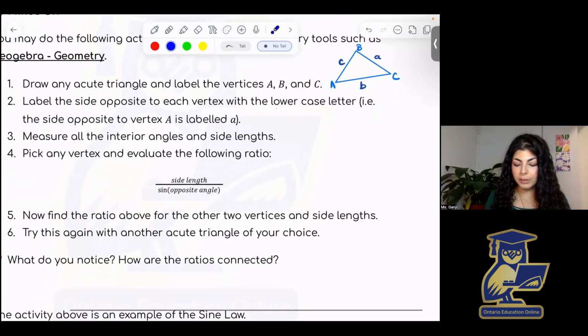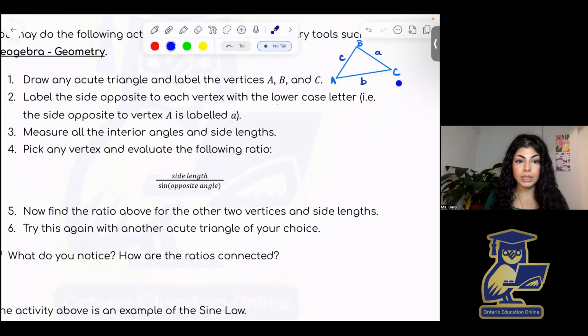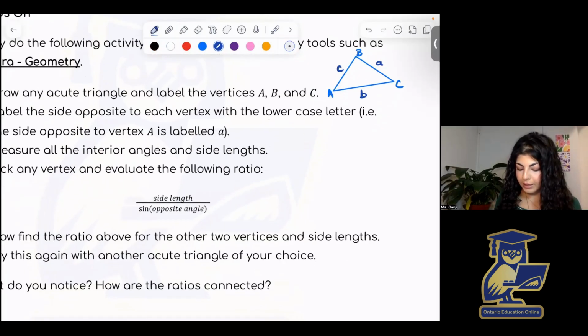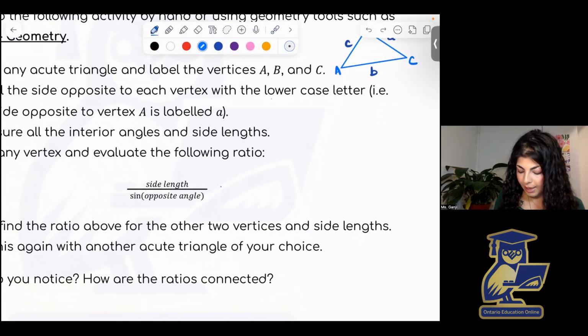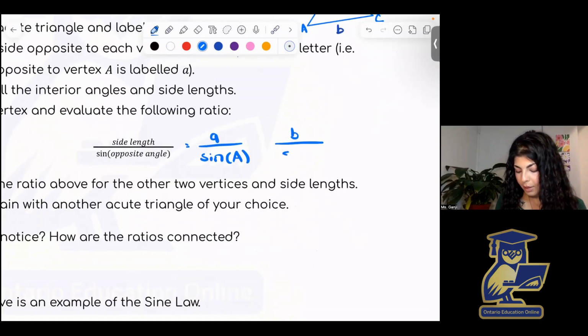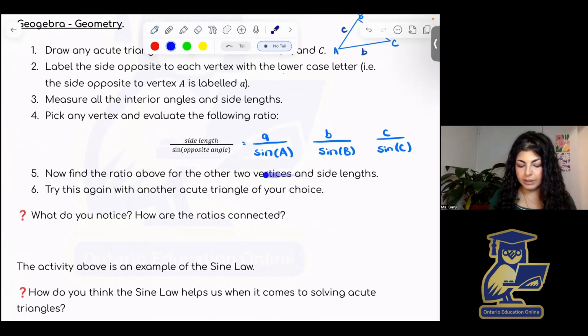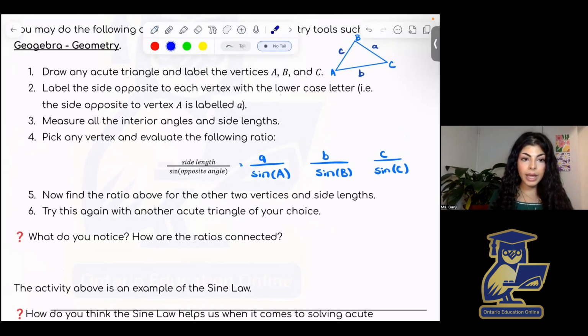And now you're going to pick any of these vertices, A, B, or C, and you're going to evaluate the ratio as such. You are going to take the side length that's opposite. So let's say we pick A. You are going to find a over sine of A. Or if you are using B, it would be b over sine of B, or C would be c over sine of C. And that's exactly what is step 5. So you do have to find those anyways.